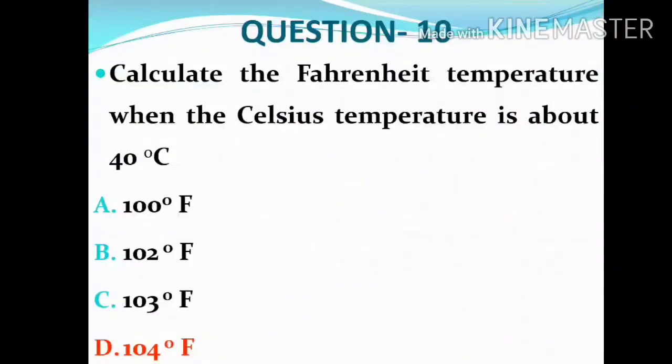Here, to convert the Celsius scale to Fahrenheit scale, we have to use the formula F is equal to C into 9 by 5 plus 32. Thus, we will get the answer as 104.